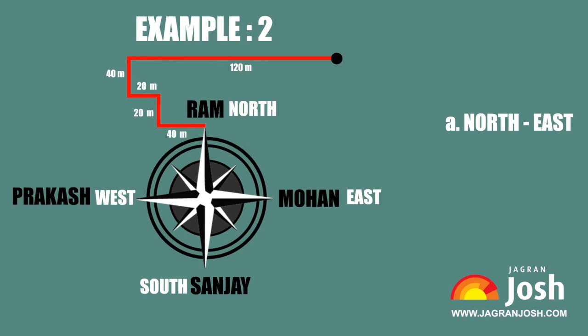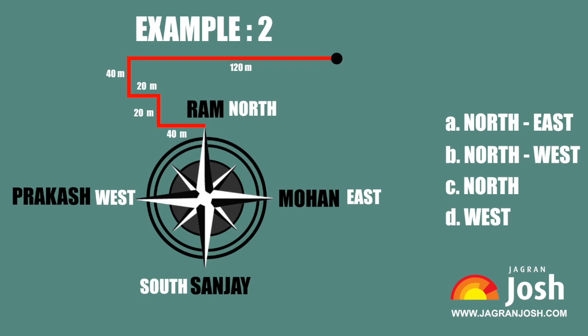A. Northeast. B. Northwest. C. North. D. West. Explanation. Therefore, Ram is at northeast from the starting point. So the answer is A. Northeast.